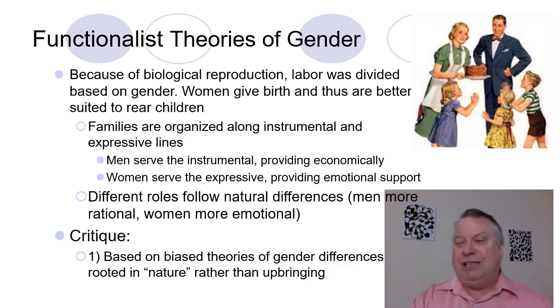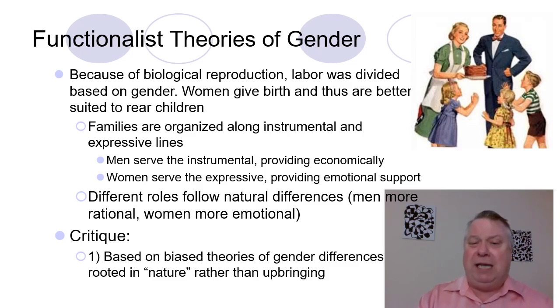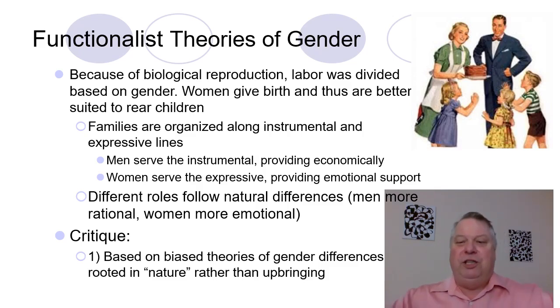So, like I said, the biggest critique of this theory is it's based on very biased theories of gender differences being rooted in nature rather than upbringing. So if these differences between men and women, particularly the instrumental or the rational versus emotional, are just based on upbringing, then there's no reason why we should have men as the breadwinner and women as the caregiver. A man could easily stay home and take care of his own children. Just because he didn't give birth to them doesn't necessarily mean he doesn't have emotional ties to them. And a woman can easily go out and in many cases may be better capable of going out and earning money.